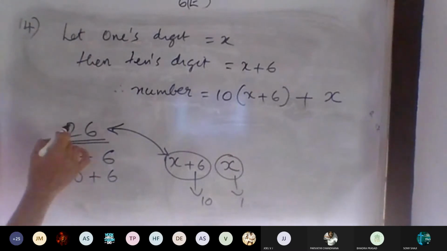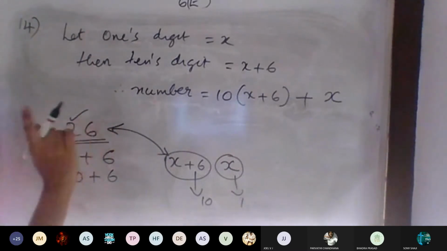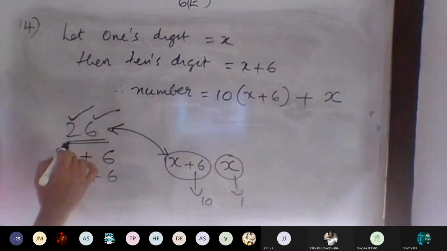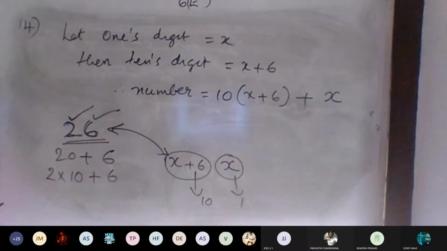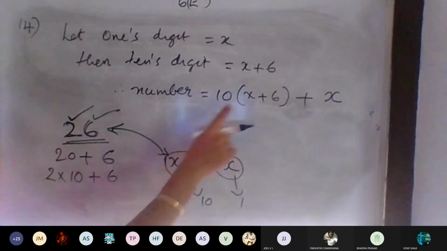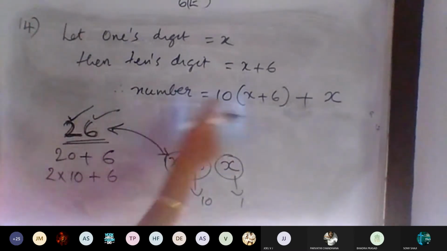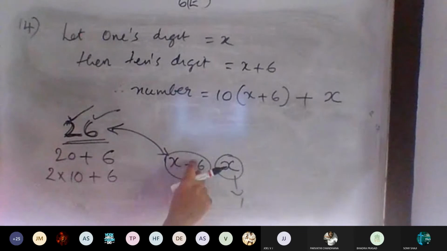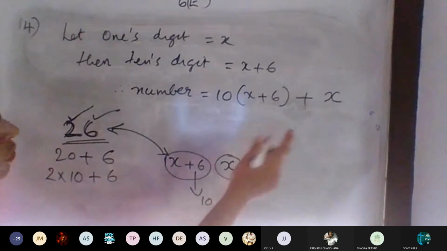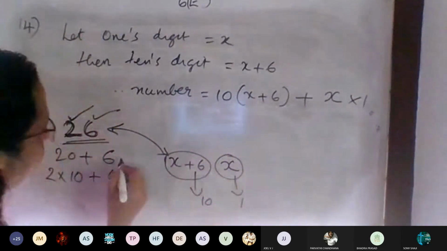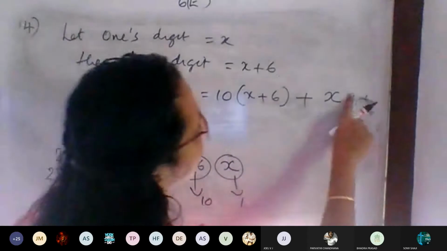So we read this as 2, 6. 2 digits are there, 2 and 6. Simply we are reading it as 26. 20 means 2 into 10. In the same way, 10 into x plus 6, plus x into 1. Simply x into 1, 6 into 1 is 6, in the ones place. That is x.